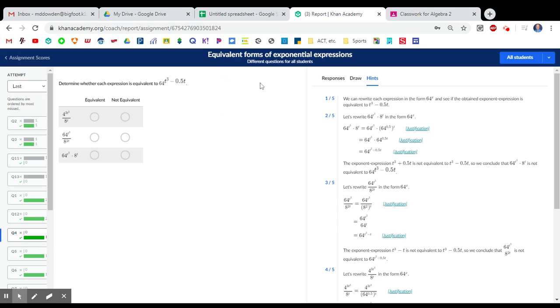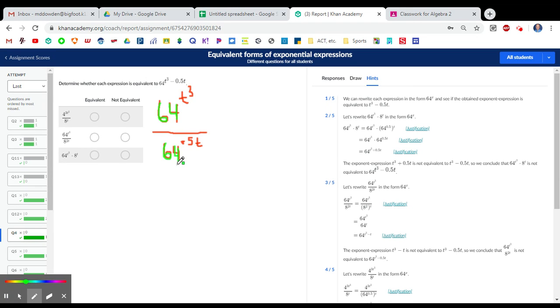Hey guys, second video in equivalent forms of exponential expressions. This one looks like a doozy. I know a lot of you are probably already freaking out about how this even looks when it sets up. That's okay. Let us break this thing down step by step, and it actually doesn't turn out to be too bad of a problem when we do that.